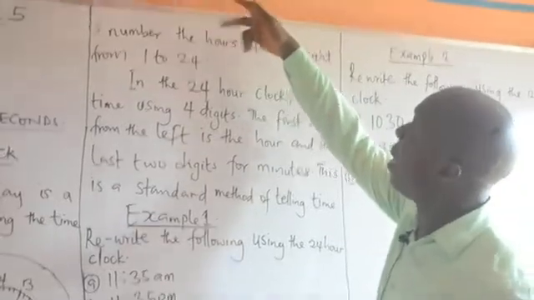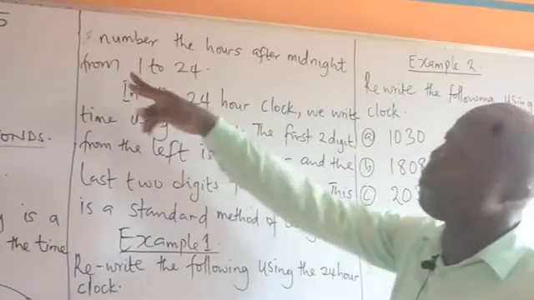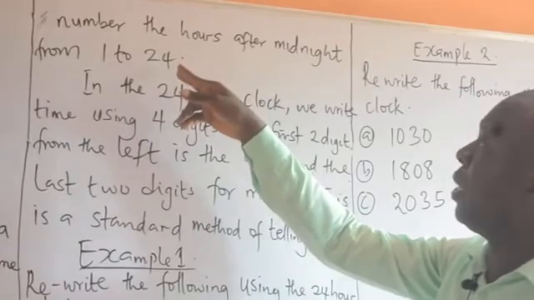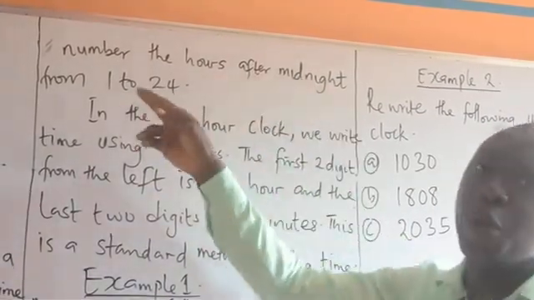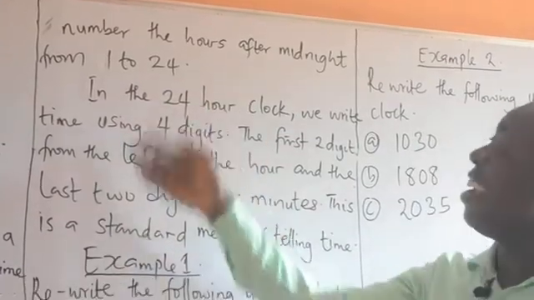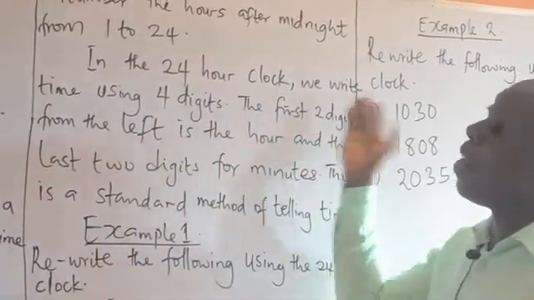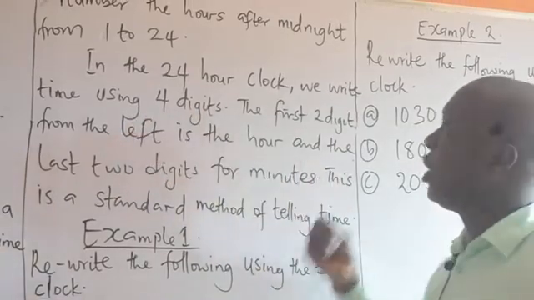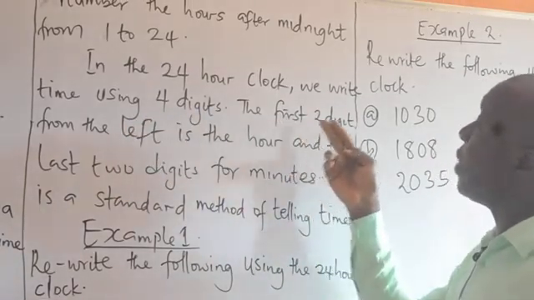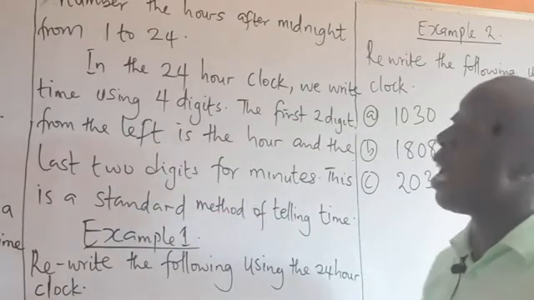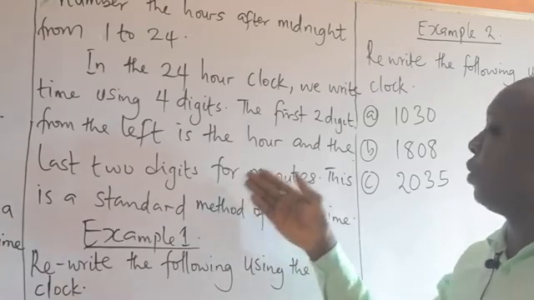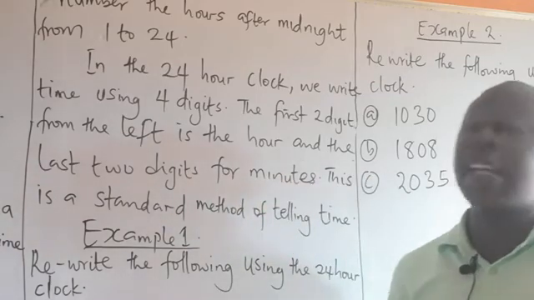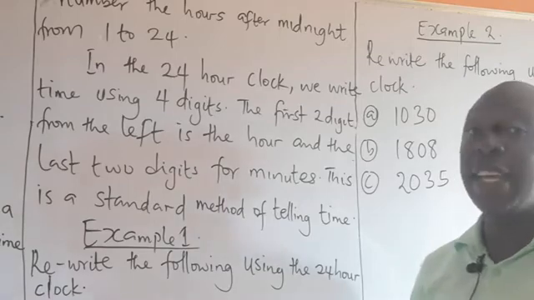It numbers the hours after midnight from 1 to 24. In the 24-hour clock, we write time using four digits. The first two digits from the left are the hour, and the last two digits are for minutes. This is a standard method of telling time.